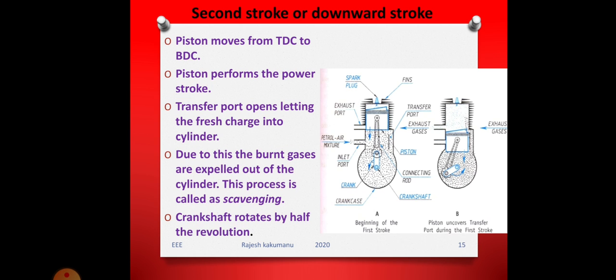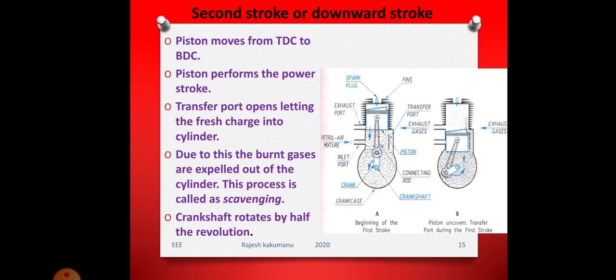Next, the second stroke or downward stroke. What happens in the second stroke or downward stroke? The piston is moving from top dead center to the bottom dead center. It is moving from top to bottom. Thereby the piston performs the power stroke.